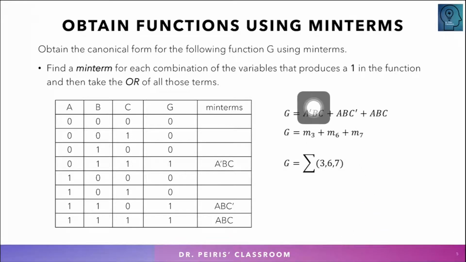So this is a summation of minterms. So we use the symbol sum, and then we give the designation. So the minterms are at 3, 6 and 7. So we write sum 3, 6, 7, which means we are telling that the function is written using the summation of minterms, and the minterms are at 3, 6 and 7. So this is how we write the functions using minterms.